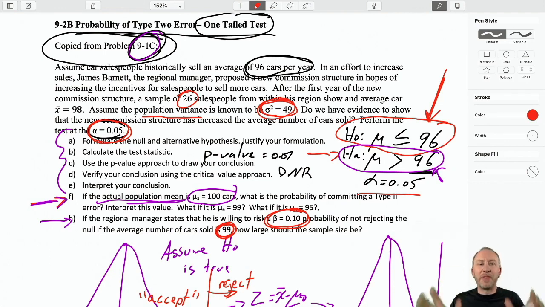Okay, so that's it. That's our second problem, looking at type 2 error probabilities and power for a one-tail test. The next problem we'll look at is going to be all of the same stuff, a little bit different because we'll do a two-tail test.